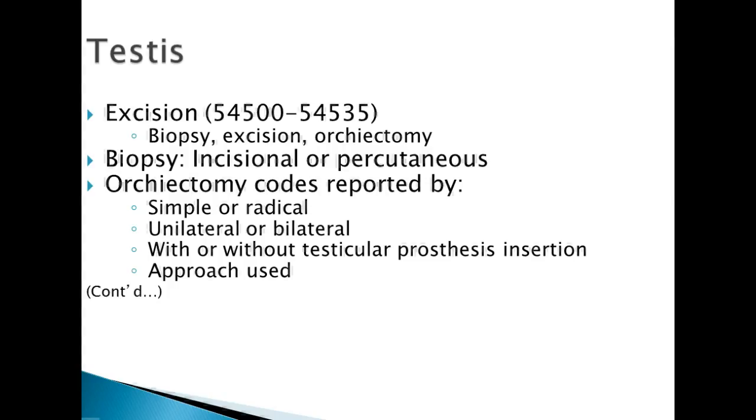An orchiectomy is the removal of a testis. CPT codes 54520 through 54535 report orchiectomies based on whether the procedure was simple, radical, unilateral, bilateral, with or without testicular prosthesis insertion, and the approach used to gain access to the site. Watch for codes that specify unilateral or bilateral. If the procedure is done bilaterally, modifier 50 would be used unless the code is specified as bilateral.